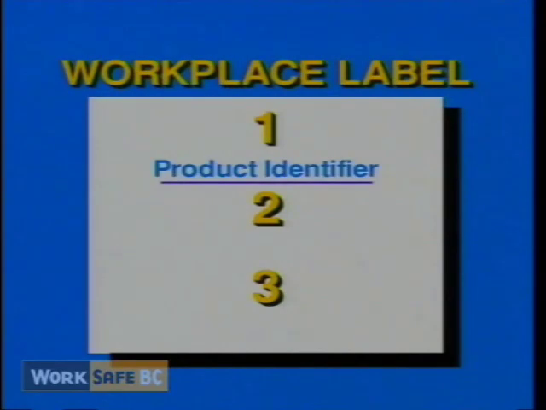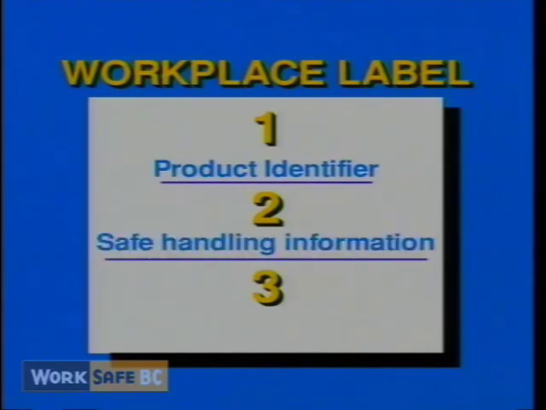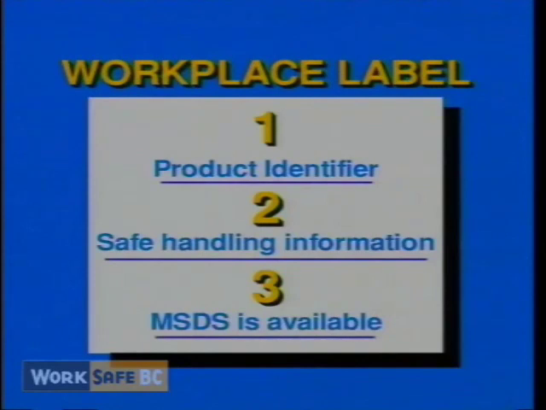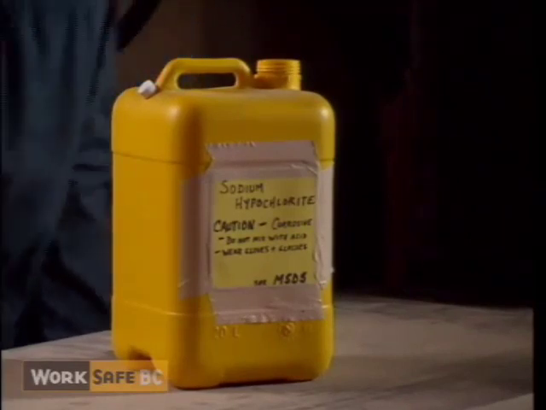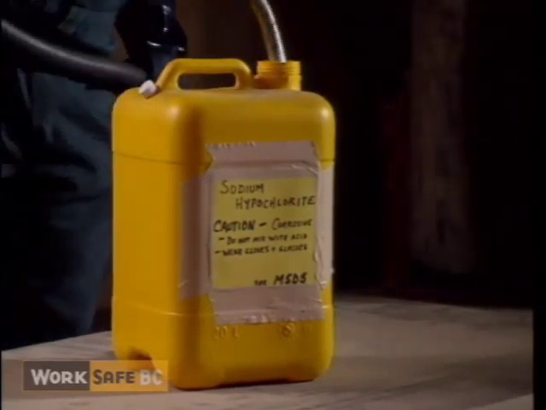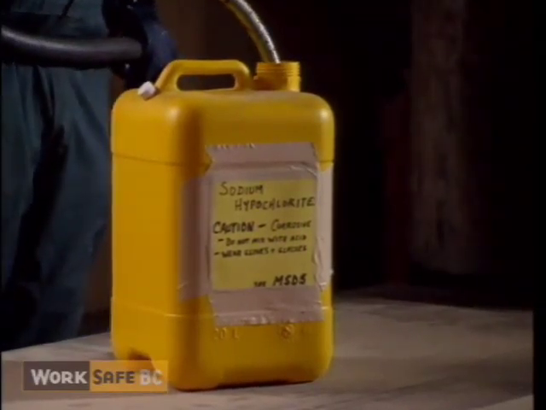The format for workplace labels is flexible, as long as the three basic types of information appear: the product identifier, safe handling information, and the fact that a material safety data sheet is available. The product identifier on the workplace label must be identical to the product identifier in the corresponding material safety data sheet.